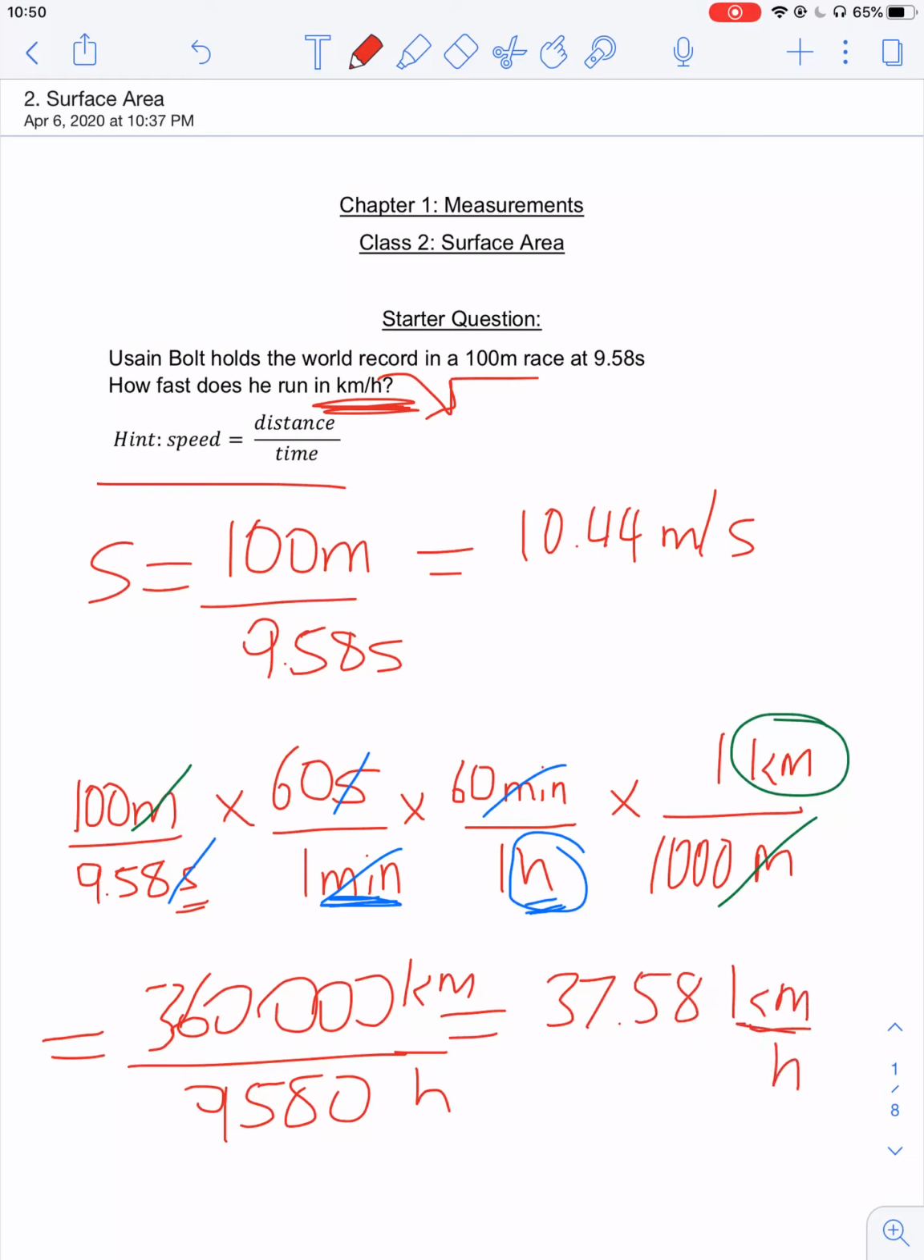Now this has nothing to do with the math class, but I'm actually going to point out something. Usain Bolt actually runs faster than 37.58, because this, remember guys, is his average speed, right?